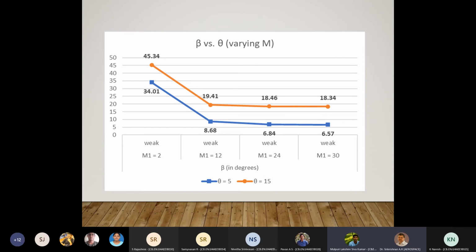So what do you have along the x-axis in this? Along the x-axis, it is Mach number, sir. So with an increase in Mach number, what you have on the y-axis is beta, right? Yes, sir. So it goes to the value we attain with the hypersonic condition, which is 6. We can attain the same value in this condition at very high Mach number.